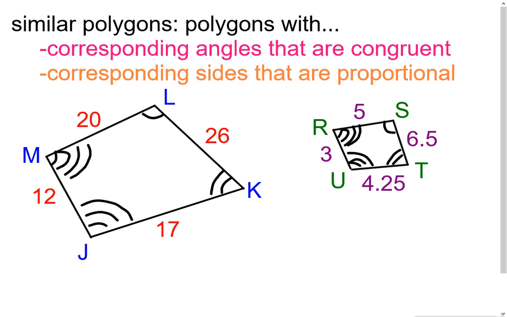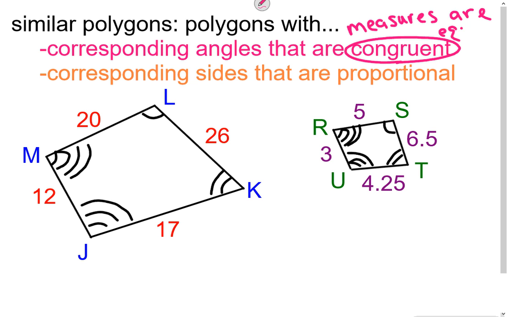As you see here, those are polygons with corresponding angles that are congruent. I'm going to talk about corresponding in just a little bit, but first I want to talk about this congruent part. This word is just a fancy way of saying that the measures are equal. So don't let that one scare you. It's just a fancy math term. In other words, we have corresponding angles that are equal in measure.